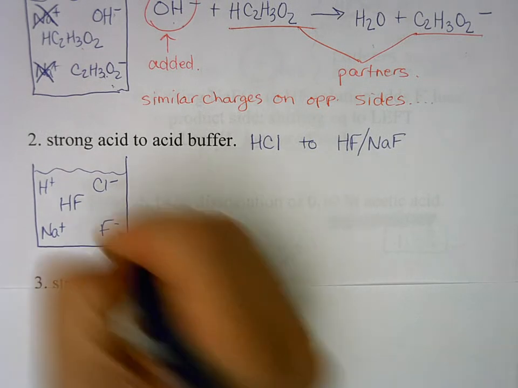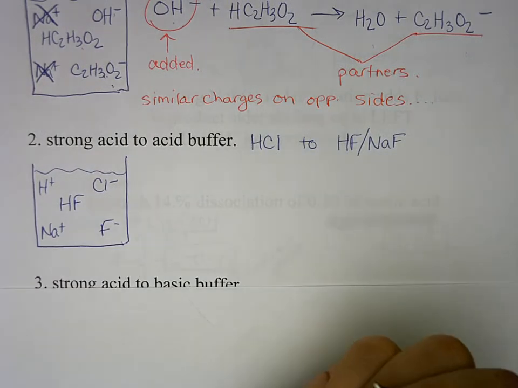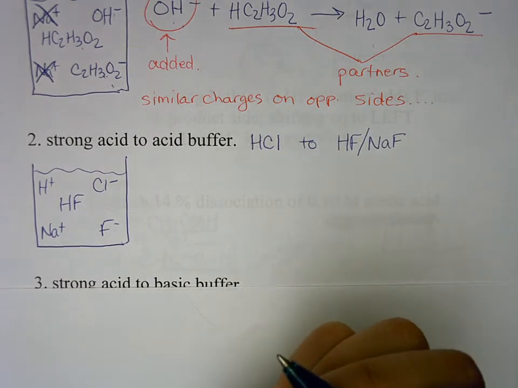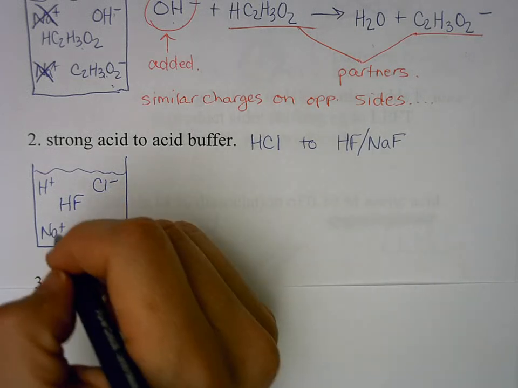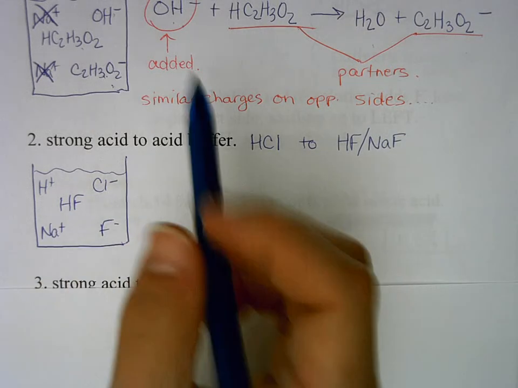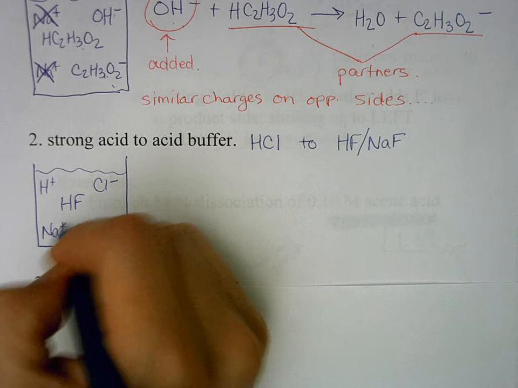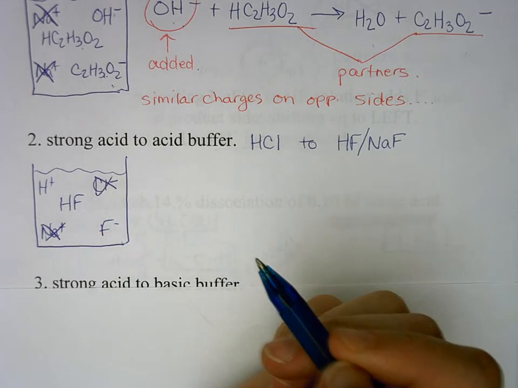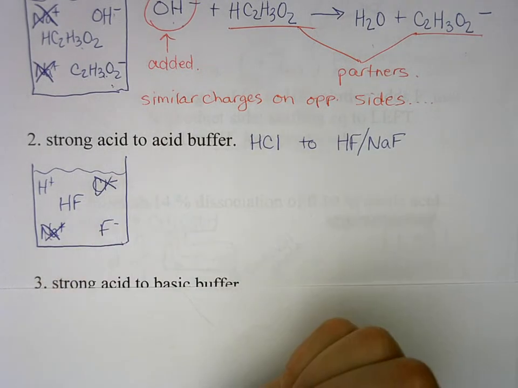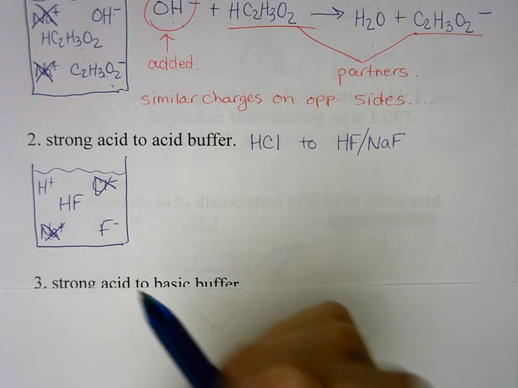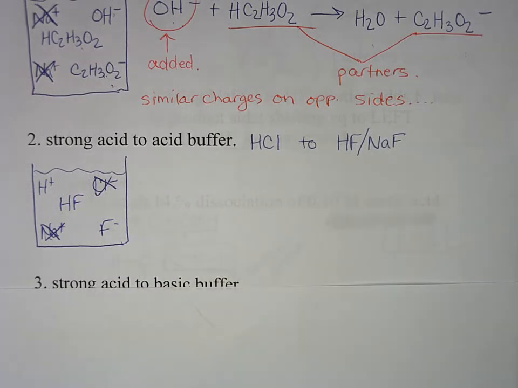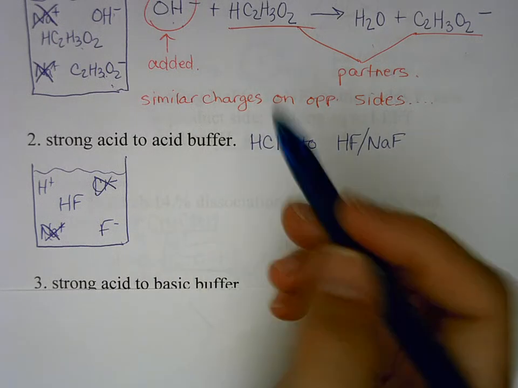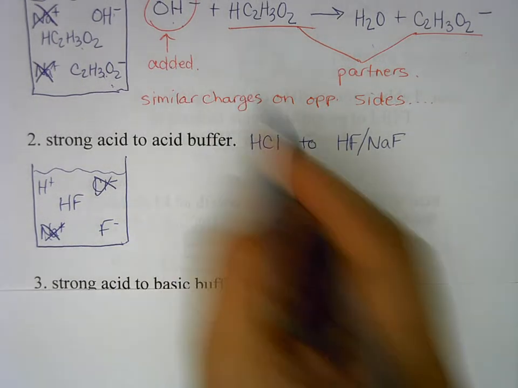What ions can I cross out from the beaker here? What doesn't affect the pH or anything at all? Sodium and chloride ions. I'm left with those. They're the same ions that you can cross out, by the way, just like we crossed out from chapter 14. I'm going to start with what I added. I added HCl, so I added hydrogen ions.